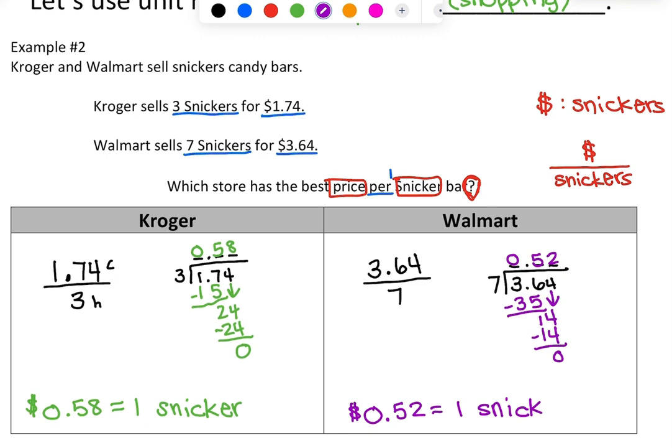So now that I have them both in just 1 Snicker bar, I can compare them. So who had the cheaper Snickers? Kroger or Walmart? Walmart did. So even though we're getting a bigger amount, we are still getting them for cheaper. So that is how we can use unit rate to compare 2 different things.